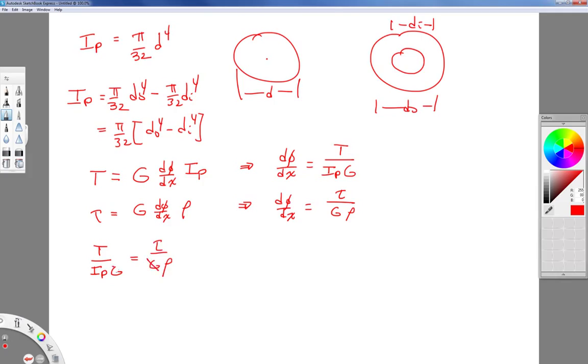Notice the G cancels out. I can solve for the shearing stress, and it says that the shearing stress for a bar in torsion is equal to the torque times the distance from the center of the bar, rho, divided by the polar moment of inertia of the cross-section. This will be a formula that I will guarantee you will use on your next exam.